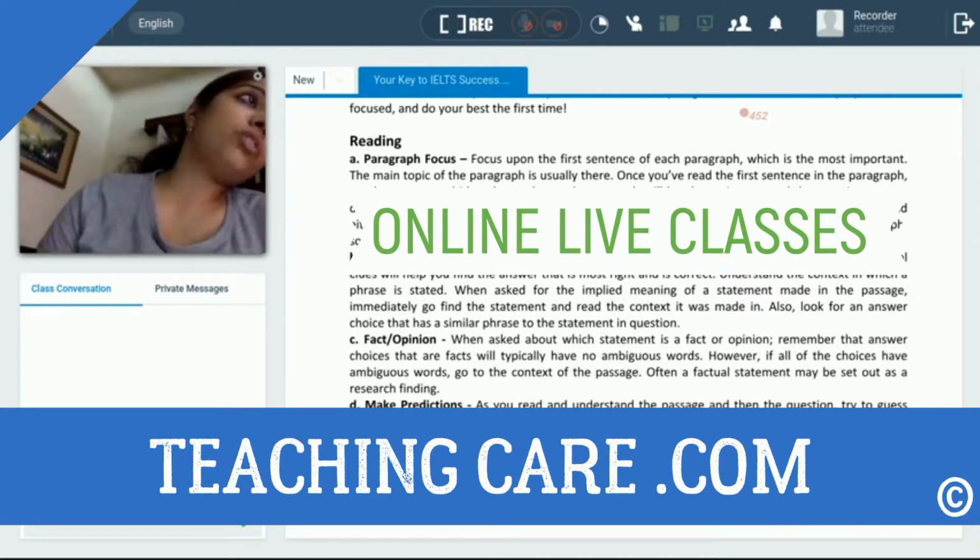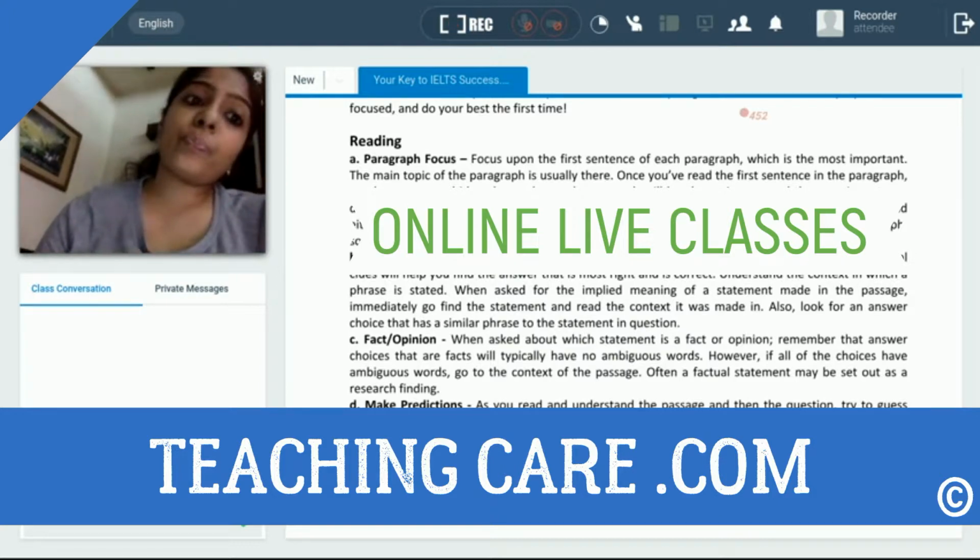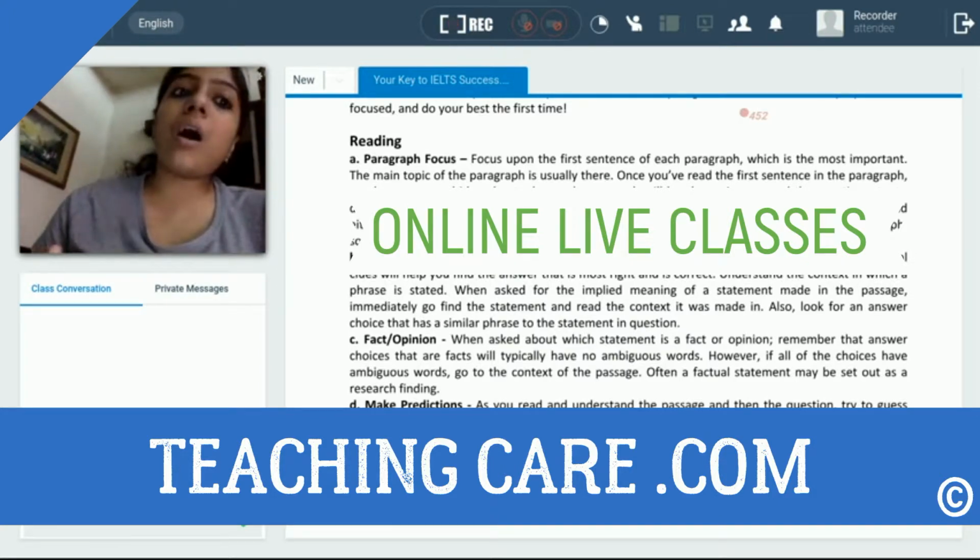For example, if a passage is about kangaroos, I know kangaroos are the national animal of Australia. But if they are mentioning that kangaroos are the national animal of India, it's okay. It's a passage which they've given. You don't need to sit down and correct that.